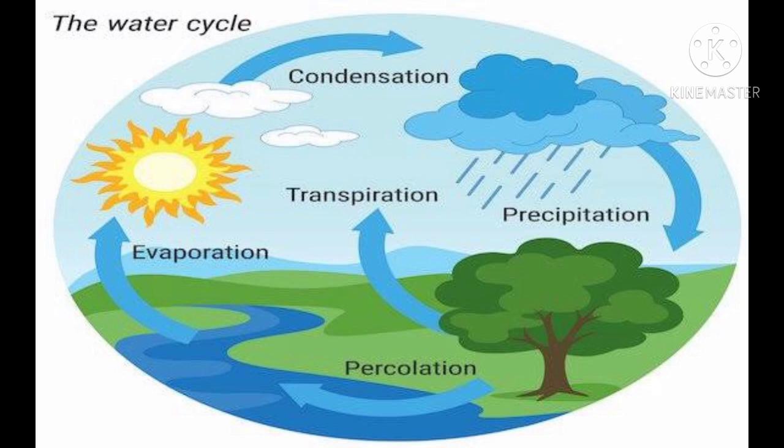Children, in this lesson we learned availability of water, sources of water. There are three main sources: rainwater, surface water, and underground water. Forms of water, the hydrological cycle, and water depletion.